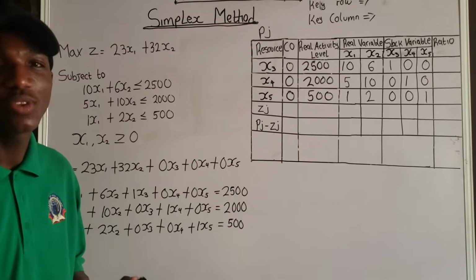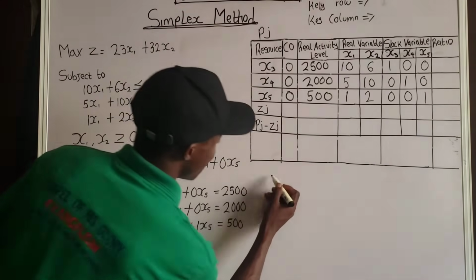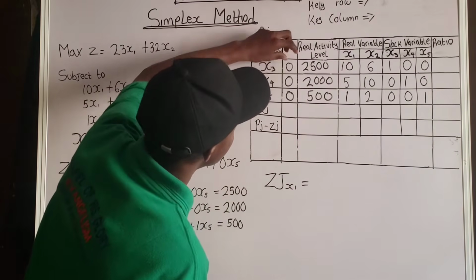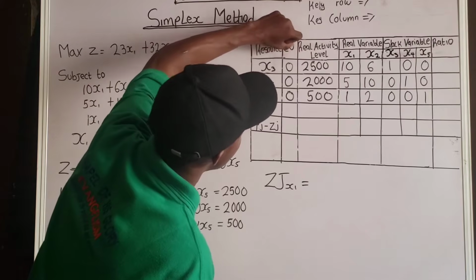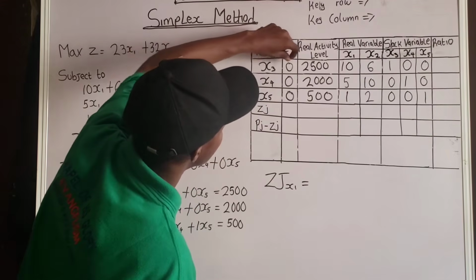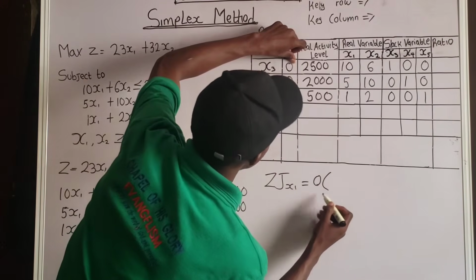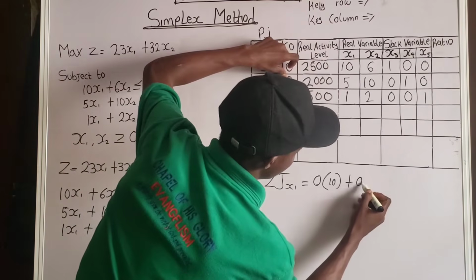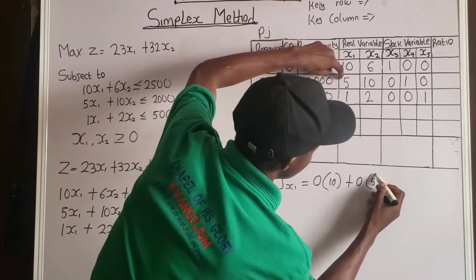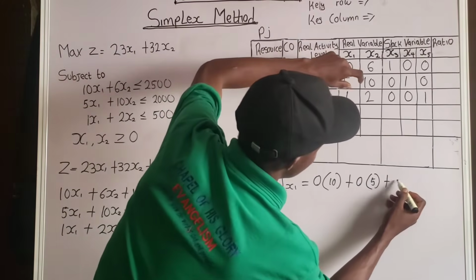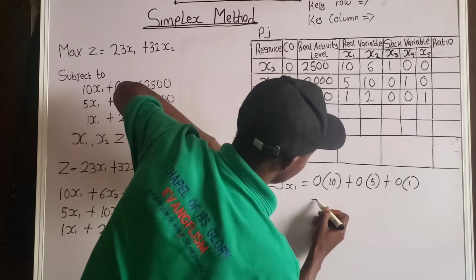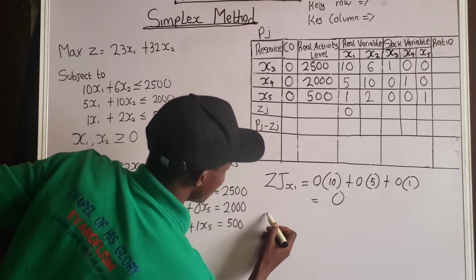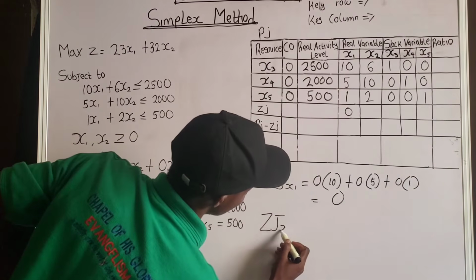Okay, let's get the value of zj for column x1. Zj for column x1 will be the product of the coefficient of the basis variable, which is 0, multiplied by 10, plus 0 multiplied by 5, plus 0 multiplied by 1. This will give me 0. So the zj of x1 is 0. You understand?